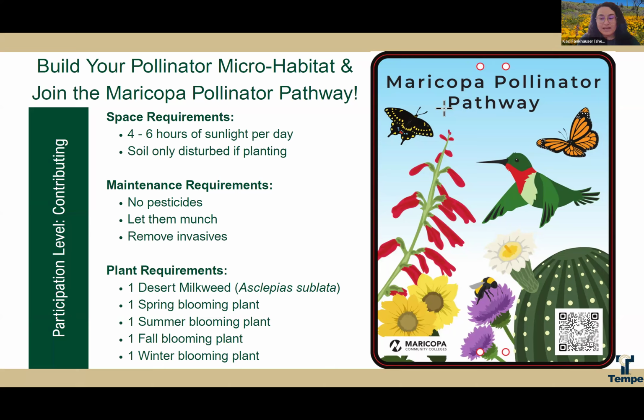So you want to have nectar year round, and so that's spring plant, summer plant, fall plant, and a winter plant. So no matter what time of year a pollinator comes and visits your garden, there will be nectar available. And then the desert milkweed, because monarchs are such a strong conservation effort right now, that's who that desert milkweed is for. It's free to participate, it's free to get put on the map and get certified. You can also buy one of these signs at cost to put in your yard to show your neighbors that you have a cool pollinator pathway.